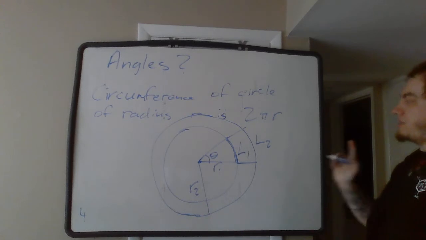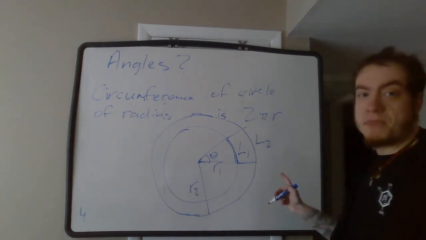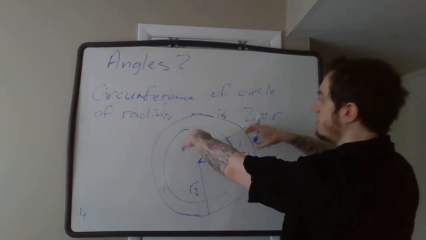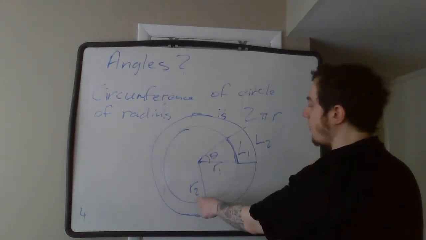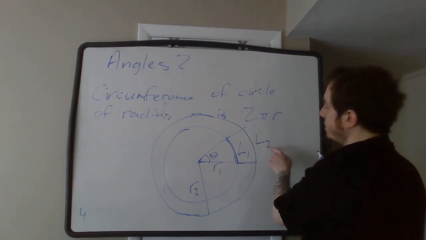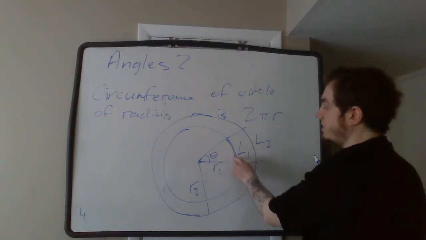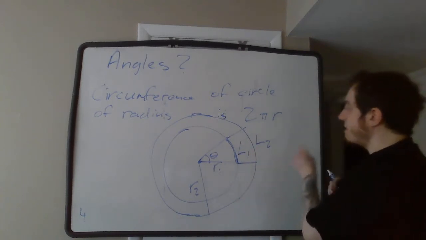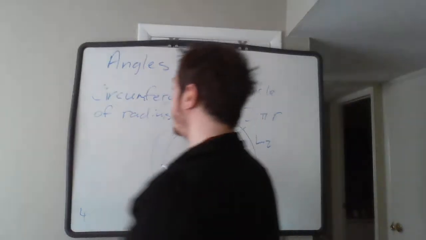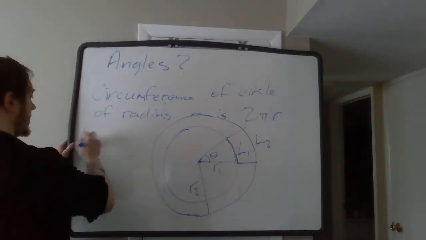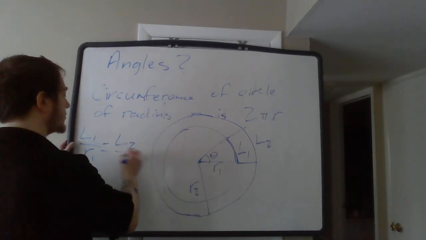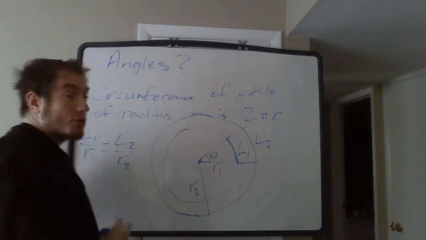Well, the thing that you might observe here is that because we've just increased the radius by a factor of R2 over R1, we also increase the length of this distance along the circumference by the same ratio. In other words, what we see is that L1 over R1 is equal to L2 over R2.